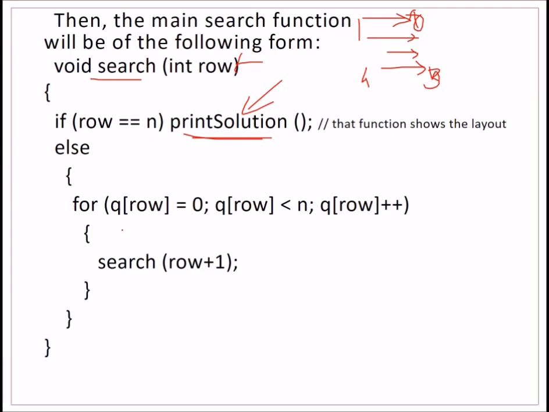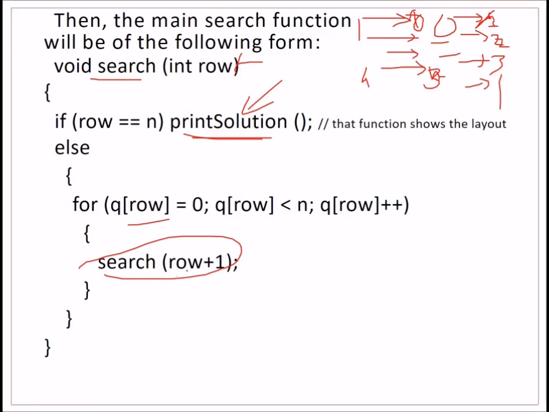Otherwise, what we are going to do, we are going to start from 0, means 0 to each row, and we'll search the position. Means we'll go to each row and then we'll search for row plus 1, means this is the first row, and as we start here, we'll go to the second row, right, and then to the third row, and finally to the fourth row. This is searching. So once search row plus 1 will be called, it will be the next row.